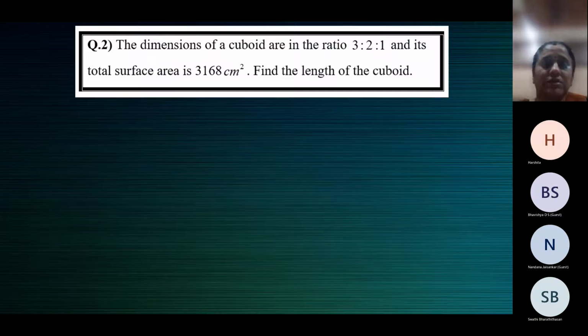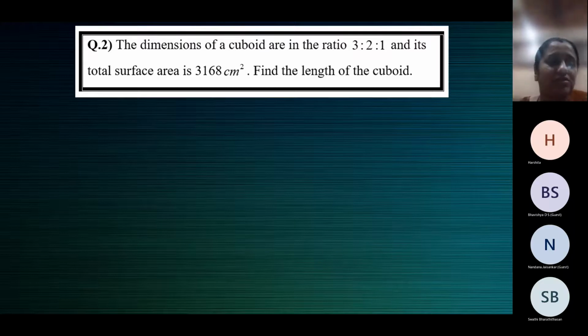Okay. See the next one. The dimensions of a cuboid are in the ratio 3:2:1. Dimensions meaning the length, breadth, and height. They are in the ratio 3:2:1, and its total surface area is 3,168 centimeters square. Find the length of the cuboid.